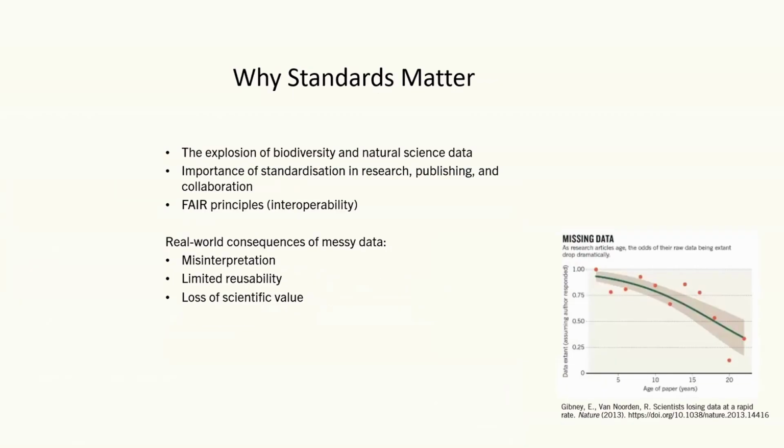There's an explosion of biodiversity and natural science data. In our museum, we're digitizing the collection, and I know a lot of other museums are doing that. That has dramatically increased how much natural science data is out there, as well as, of course, researchers generating data and publishing data. So there's just a huge amount of natural science data all around. Standards matter because it's important to standardize in research, publishing, and collaboration.